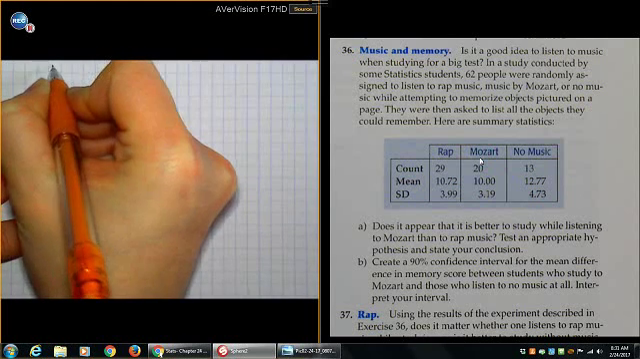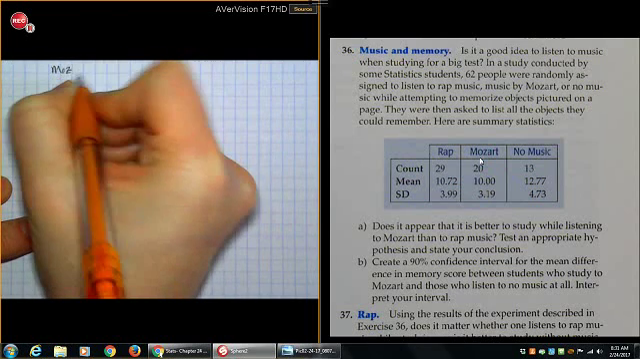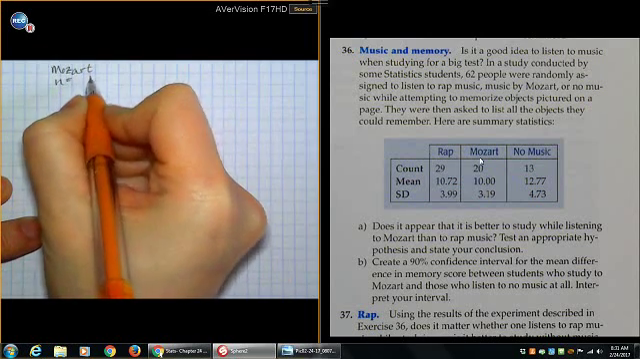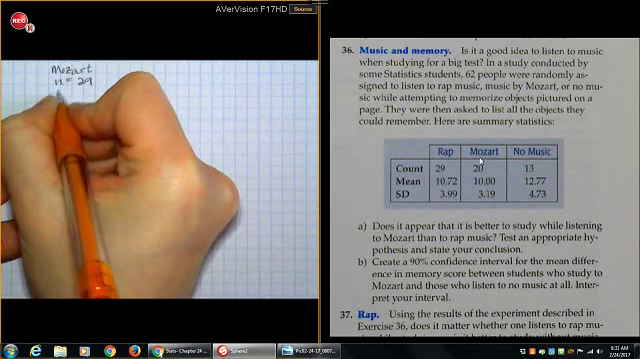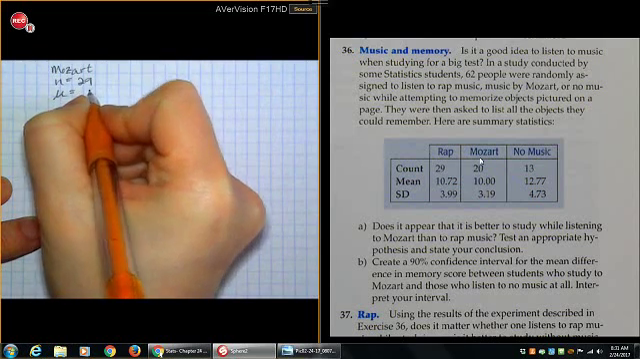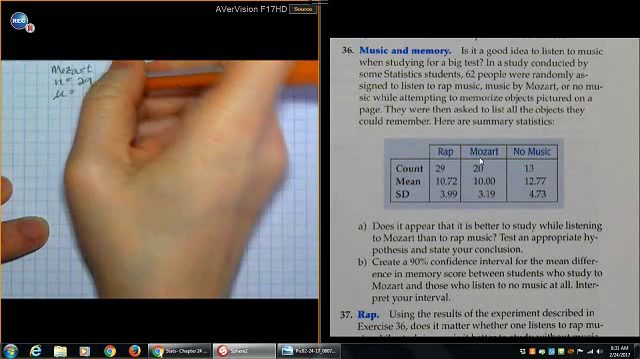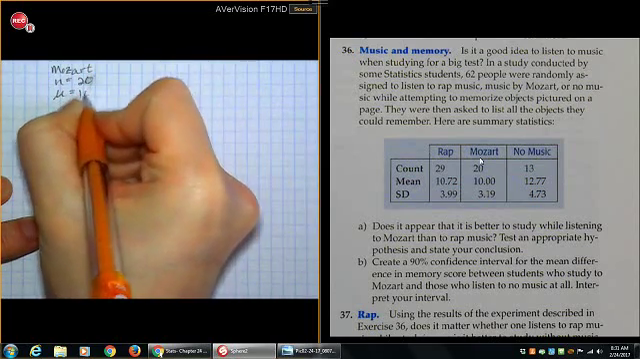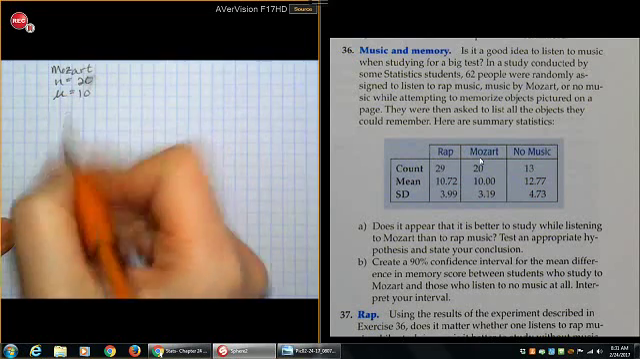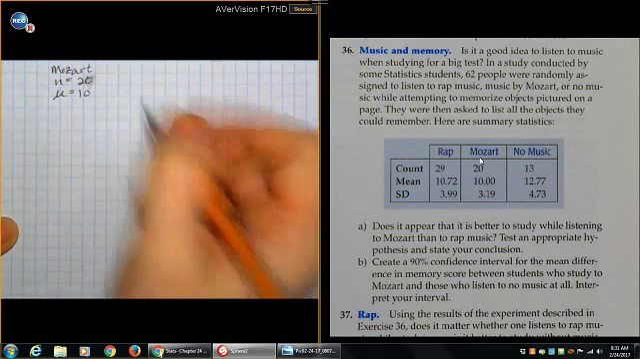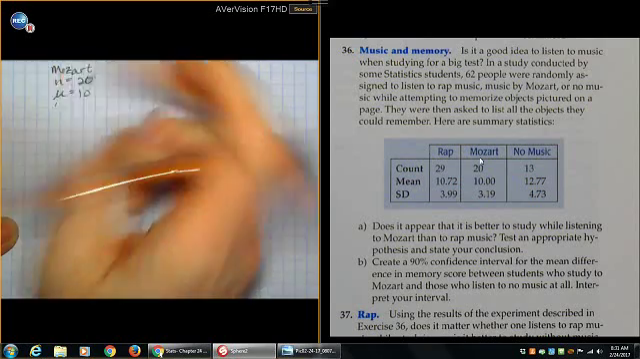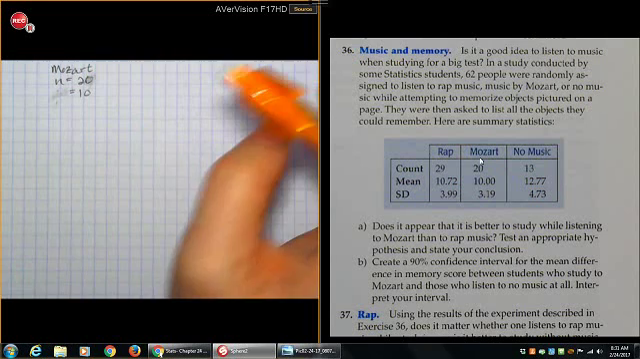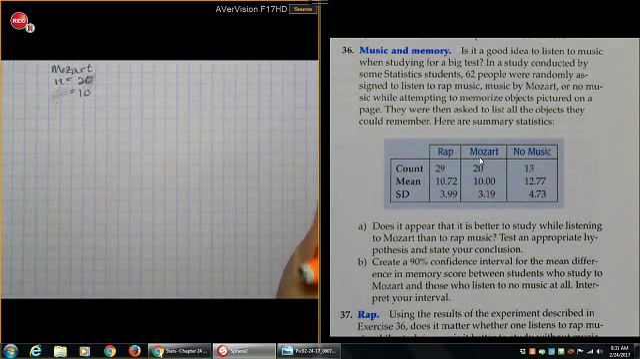So our Mozart group had an N of 29, a mean of 10, no, sorry, the Mozart group had an N of 20, had a mean of 10, and that mean is an average of 10 objects remembered. And then, okay, I'm screwing with you guys left and right. That's not mu. Why is that one not mu?